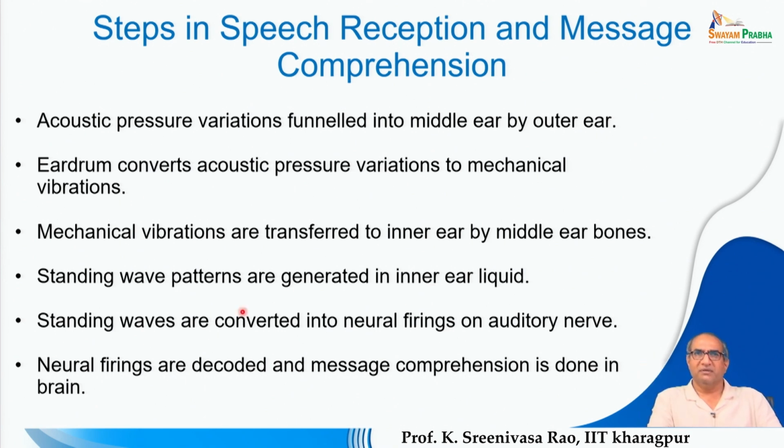You can see here again the same thing. The acoustic pressure variations are funneled through the middle ear by the outer ear, and then the eardrum converts the acoustic pressure variations into mechanical vibrations, and these mechanical vibrations are transferred from the middle ear to the inner ear. Here in the inner ear we have some liquid, and these mechanical vibrations create standing wave patterns in the liquid, and those standing wave patterns are converted to the neural firings on the auditory nerve, and this auditory nerve carries those neural firings to the higher centers of the brain where the message comprehension or understanding takes place.